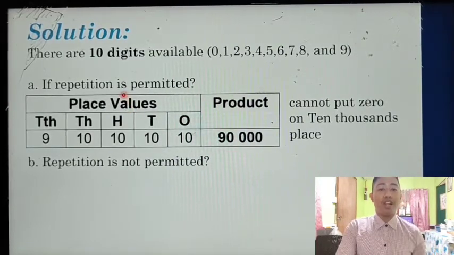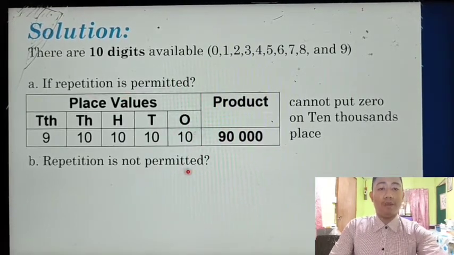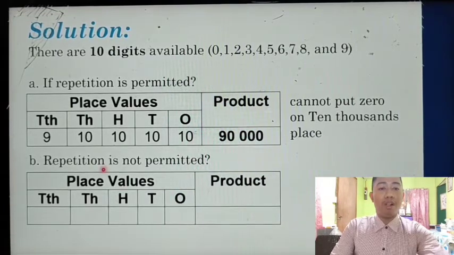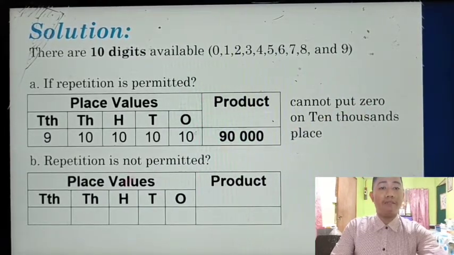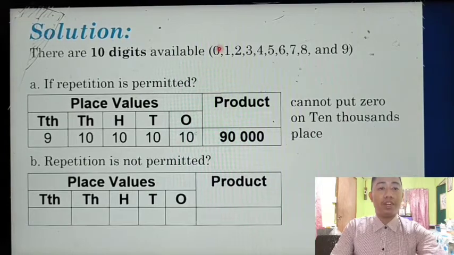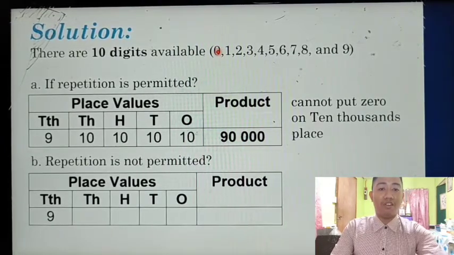Let us proceed to letter B. How about if repetition is not permitted? We use the same table of place values, and we all know that on the 10,000s place you cannot put 0. So from 0 to 9, we except 0 on the first digit. So we have 9 choices.